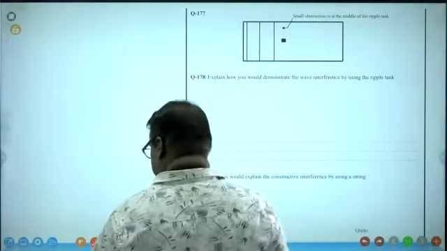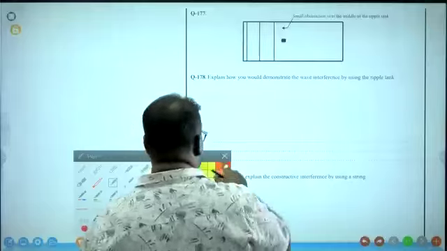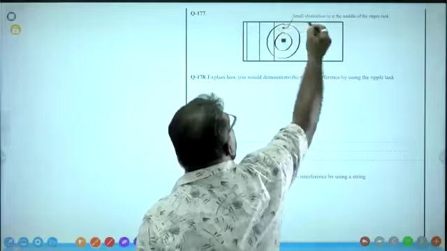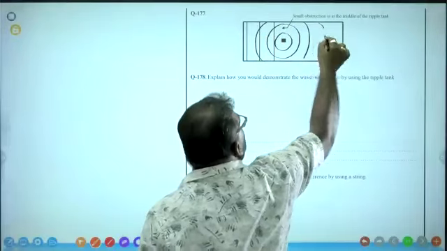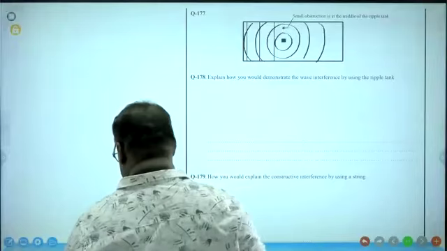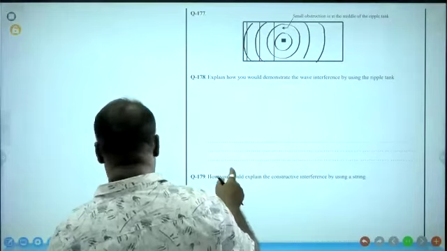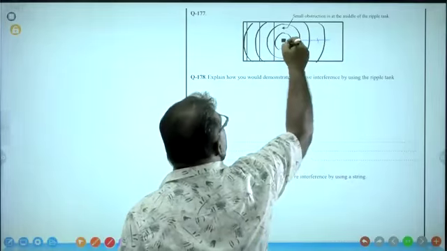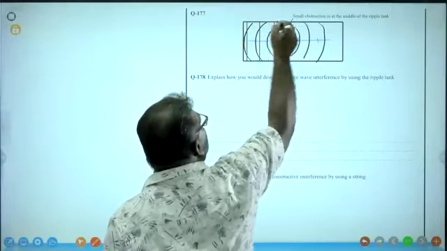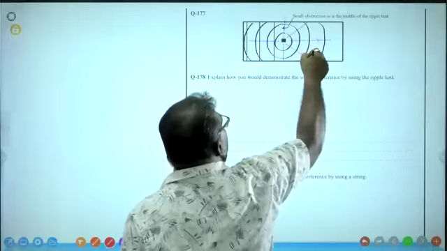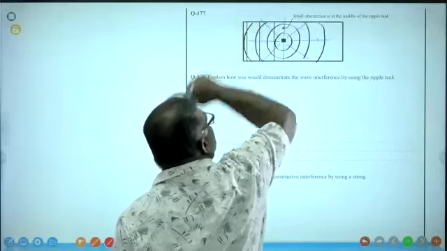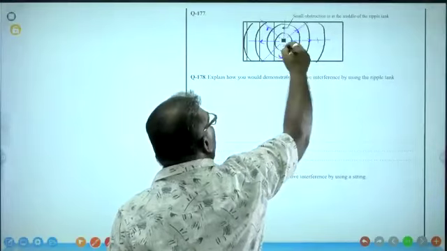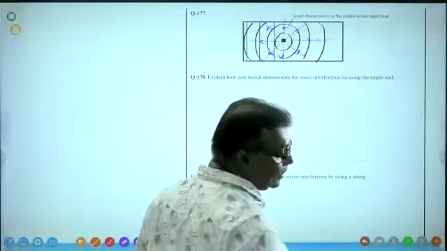wave fronts will be spread by preparing the circular wave fronts like this. Then spread of the waves into all the directions. Here, wave spread is made into all the directions. After hitting on the small obstruction, they're traveling like this now, into all the directions. Okay, can we copy this one?